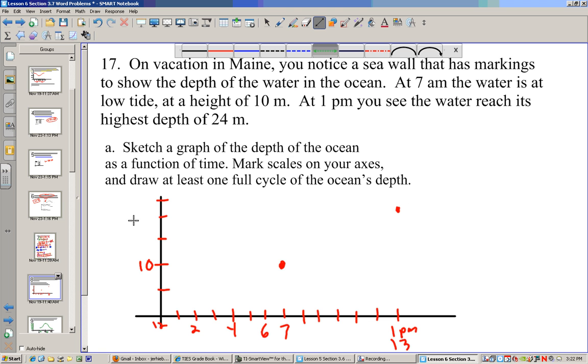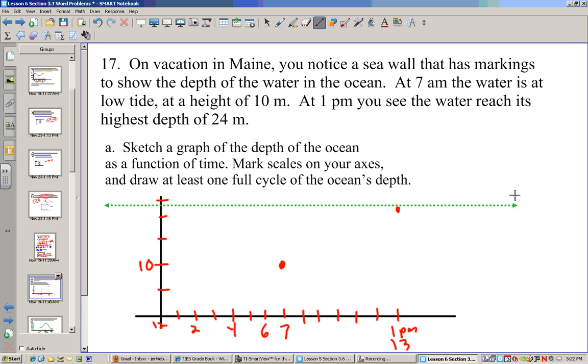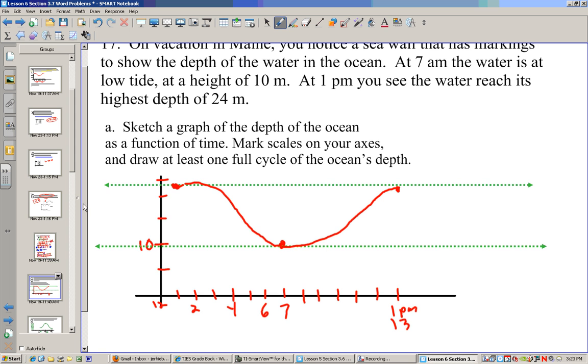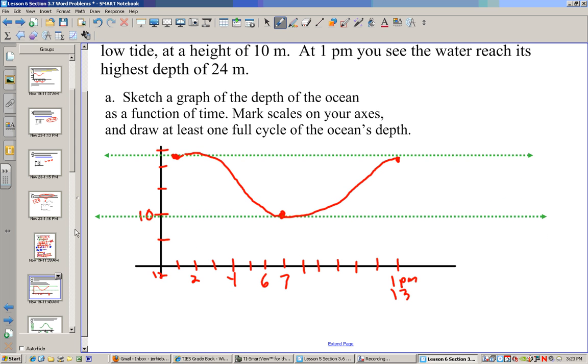It always helps to draw these lines out. Makes me a little bit more honest. And so we have a low, we have a high, so it looks like this. So we can continue it back. And from 7 to 13, that's 6. So it's going to hit its peak here again at 1 in the morning. So that's the graph.